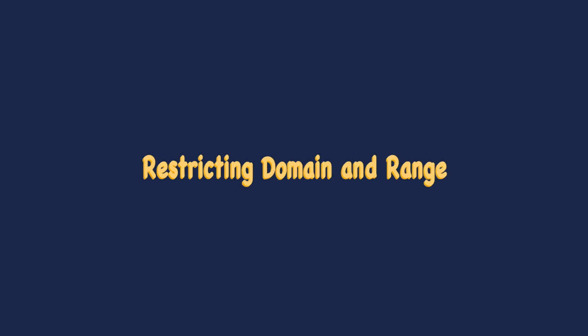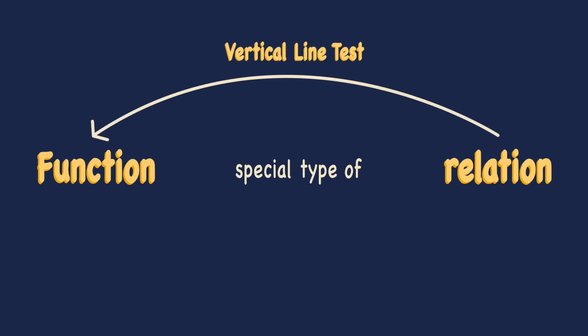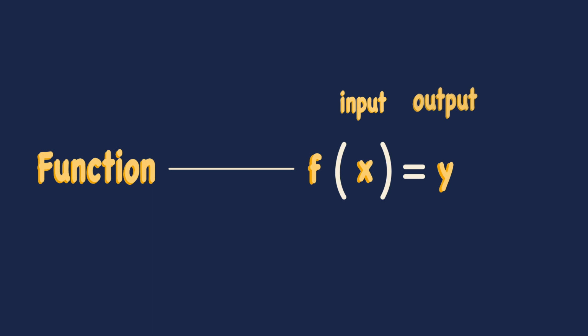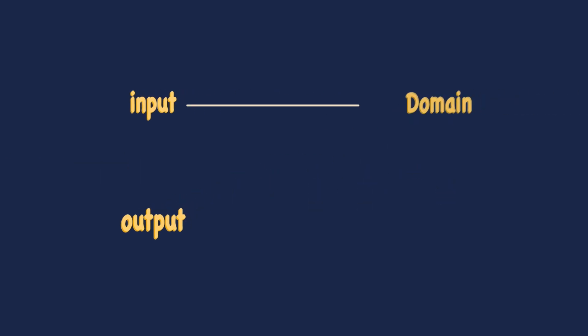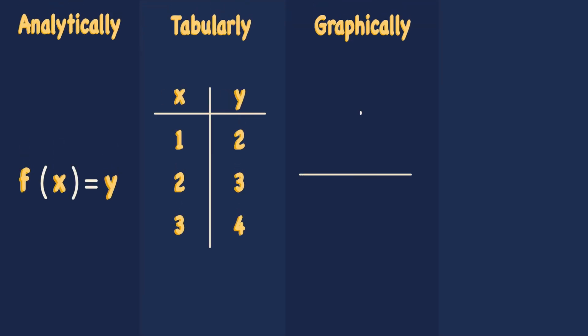But for now, you already know some basic concepts of a function. As a summary, a function is a special type of relation. We know a relation is a function if it passes the vertical line test. A function is denoted as f of x equals y, where x is the input and y is the output. The input set is called domain and the output set is called range. Finally, we can express the function in 4 ways: analytically, tabularly, graphically, and verbally.